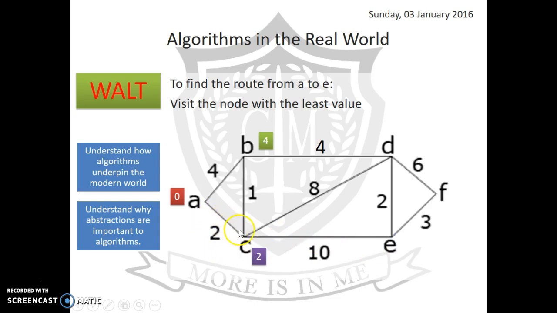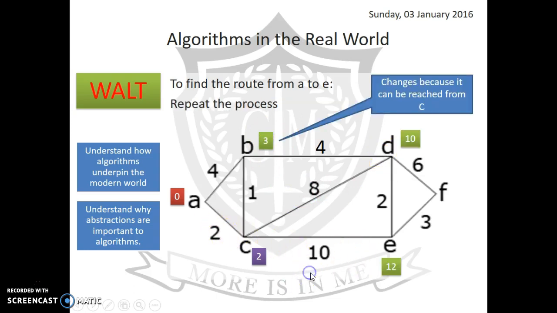So 2 plus 1 is going to be 3, so it's actually going to change this value because it's less. 2 plus 8 is 10, and 2 plus 10 is 12. There we are. So as you can see, this value has changed because we found a more efficient route. It was less than the 4 that was there.